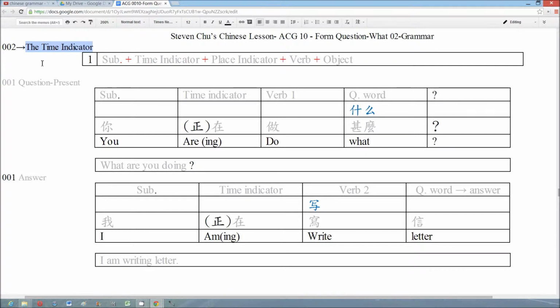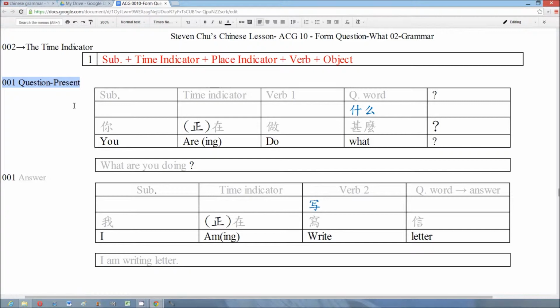We have learned about the time indicator, but I would like to remind you how to use it. Actually, the time indicator or the place indicator is combined with the basic sentence. For example, subject and then the time indicator, place indicator, verb, and then the object. So you can see that the time indicator or the place indicator is placed after the subject. We look at the example.